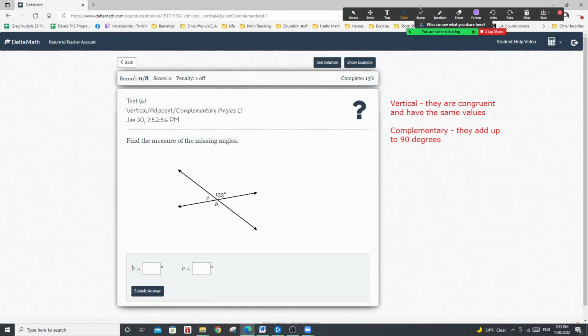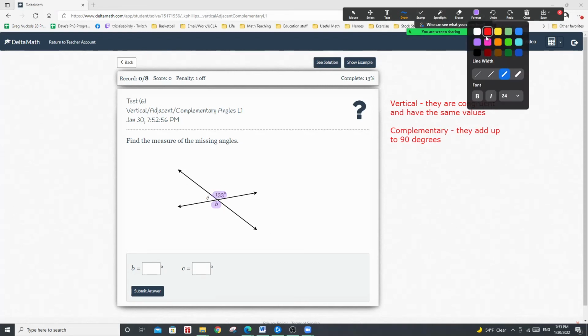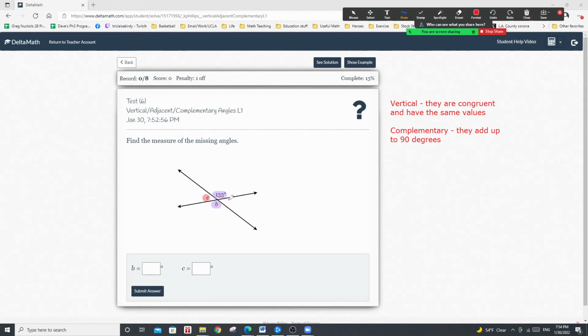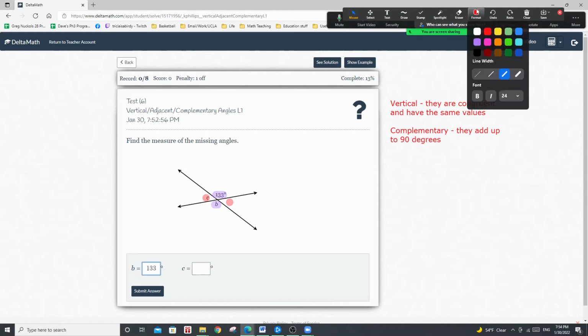First, it's important to recognize the relationships, okay? So 133 and B, immediately we can say they are vertical. Here is an X shape. If you have an X shape and they are across from each other, up, down, C and this other one would be vertical. So 133 and B are the same value. That's vertical, okay?